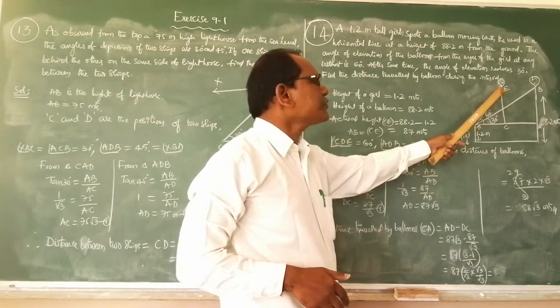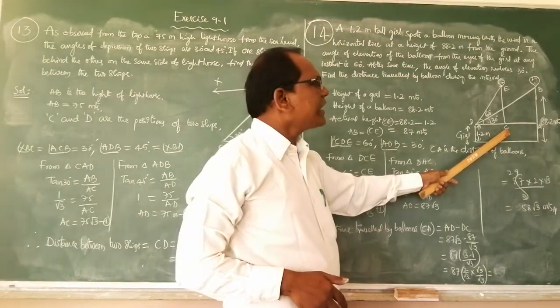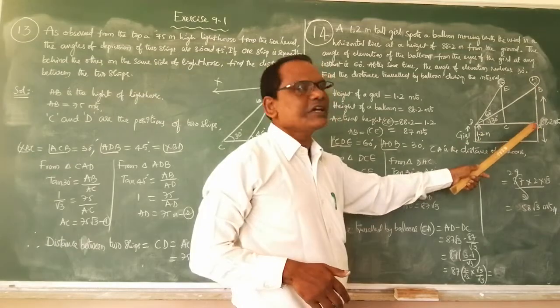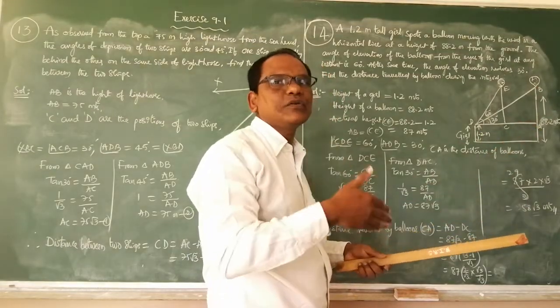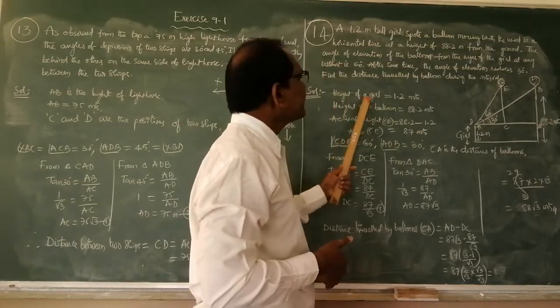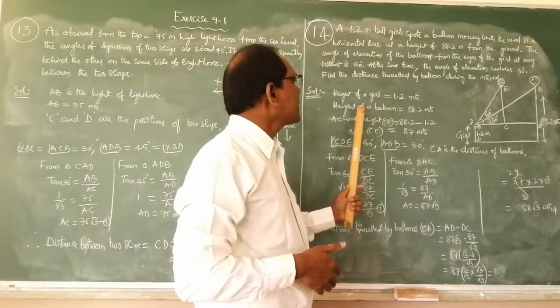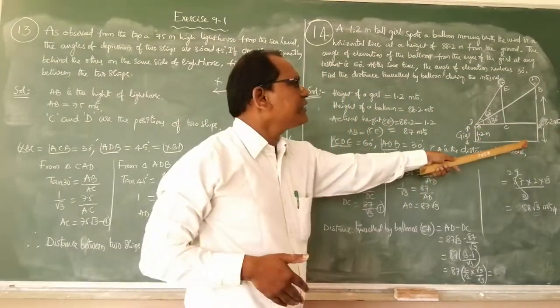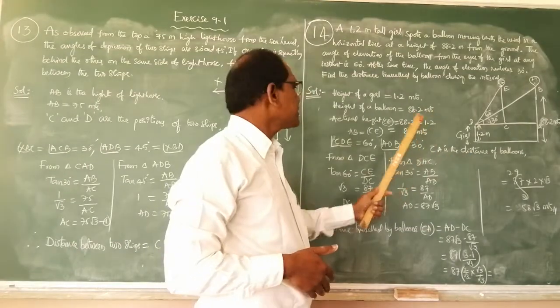The first position is C and the last position is A. We have to find CA, the distance traveled by the balloon during the interval time. The height of the girl is 1.2 meters, and the height of the balloon from the ground level is 88.2 meters.